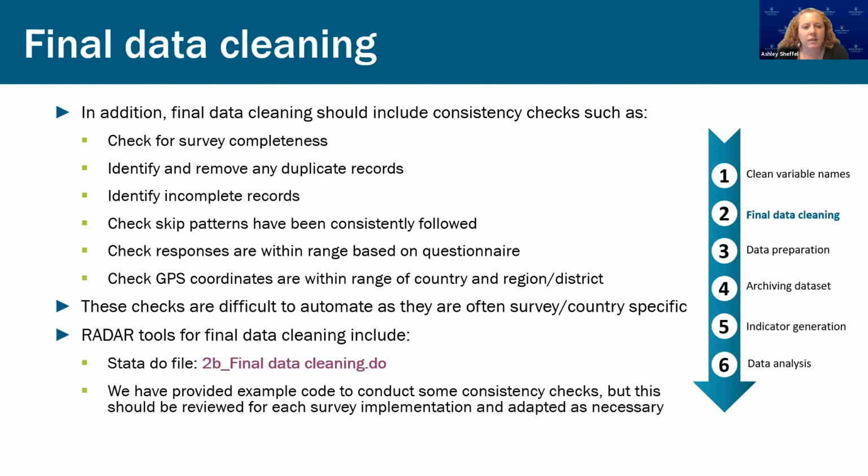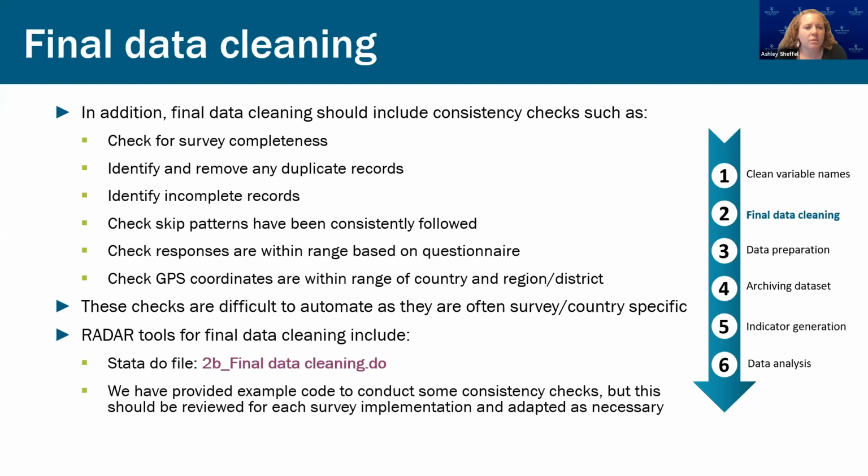Then we have final data cleaning part B, and this is really focused on consistency checks. This is looking at survey completeness, identifying and removing any duplicate records, identifying incomplete records, checking that skip patterns have been consistently followed, checking responses are within a range based on your questionnaire, and checking that GPS coordinates are within a range of your country and potentially region or district. A lot of this is largely programmed into your electronic data questionnaire ranges, but it's good to double check before you finalize your data set.